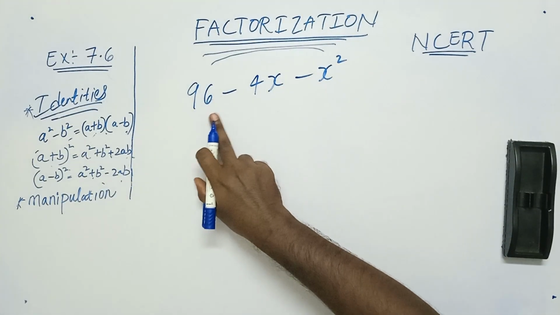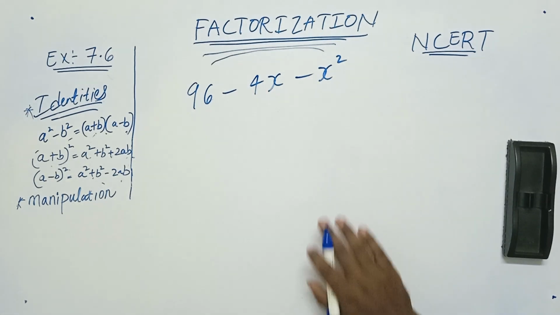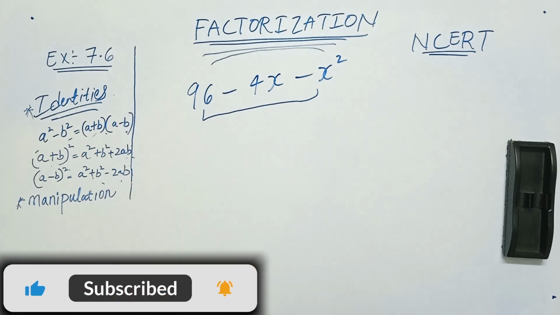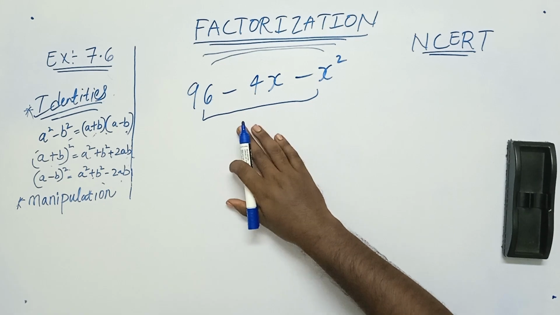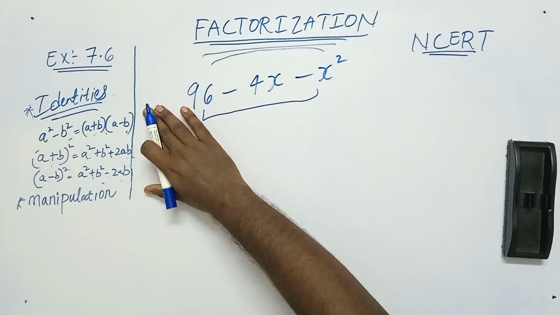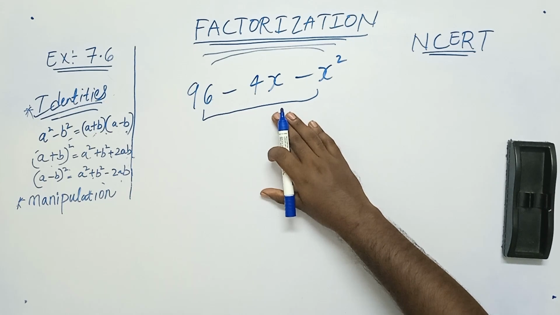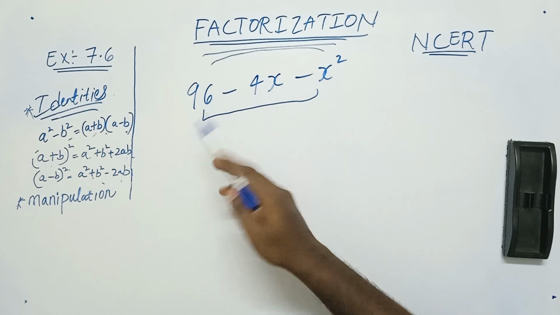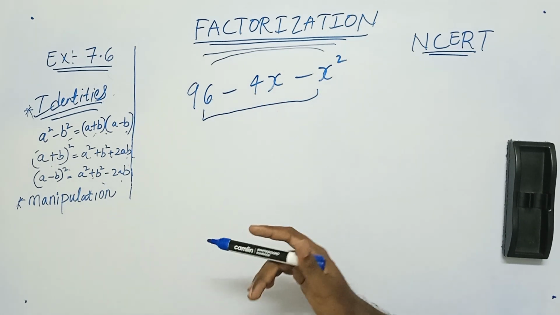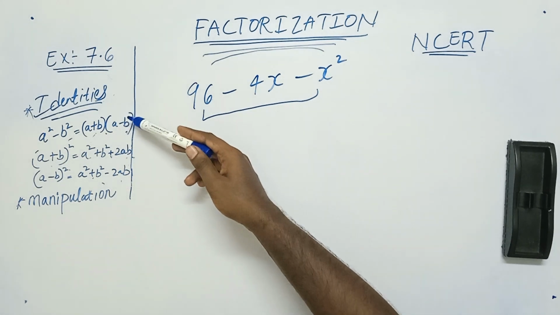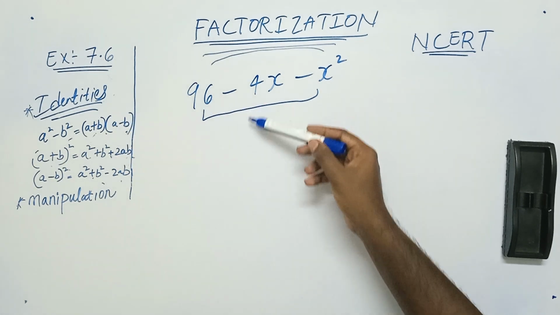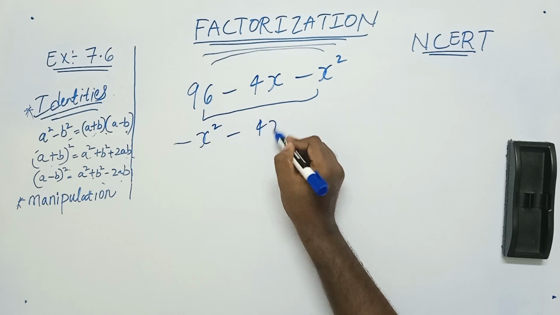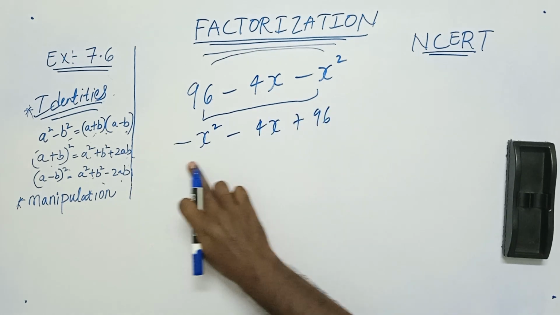So our next problem is 96 minus 4x minus x square. We are going to find the factors of this given expression by using identities and manipulation. If you look at this expression, we cannot take a common factor from three terms using the HCF method from the previous video. So the identity method helps us find the factors. If you rewrite this as minus x squared minus 4x plus 96, you get this expression.